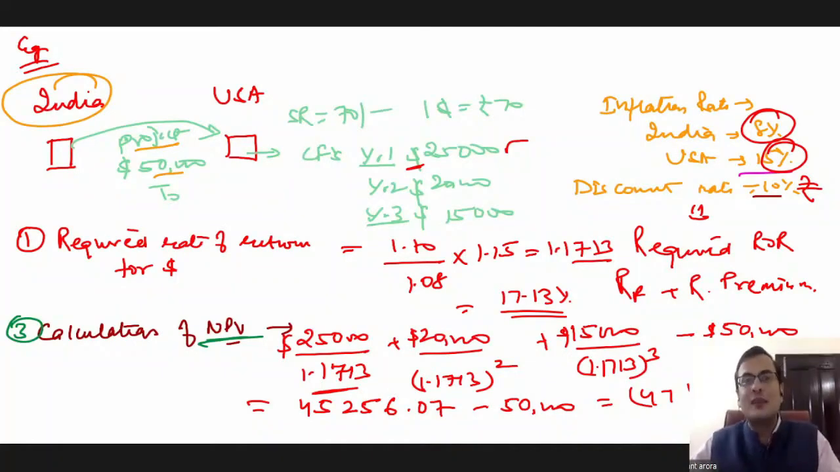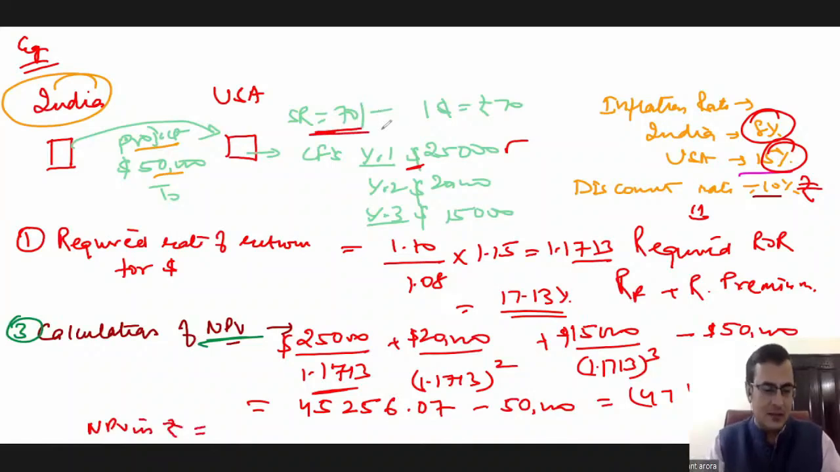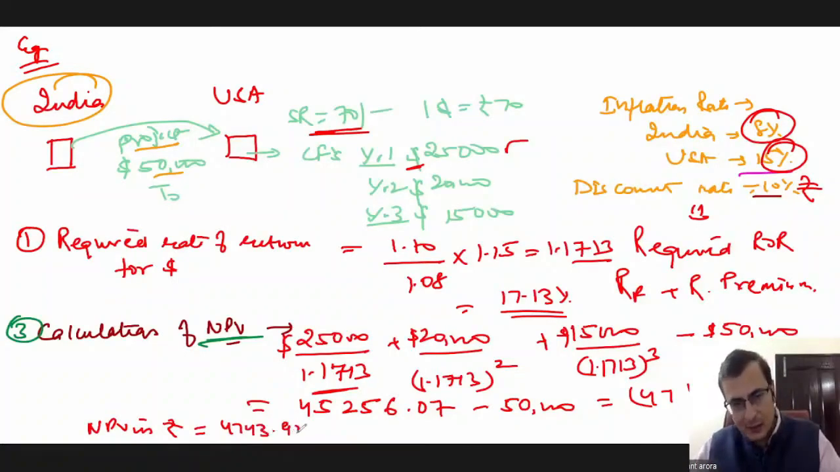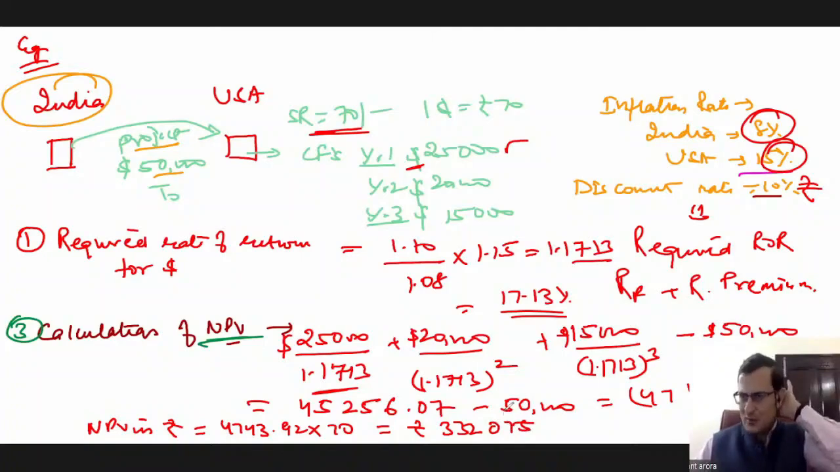Convert this into INR for comparison purposes. NPV in INR. What is the rate, beta? 70 multiplied by 4743.92. See, you are getting almost the same. You will get rupees 332,075. It was 332,200 over there. It is 332,075. So very, very simple. Clear, beta? Understood?